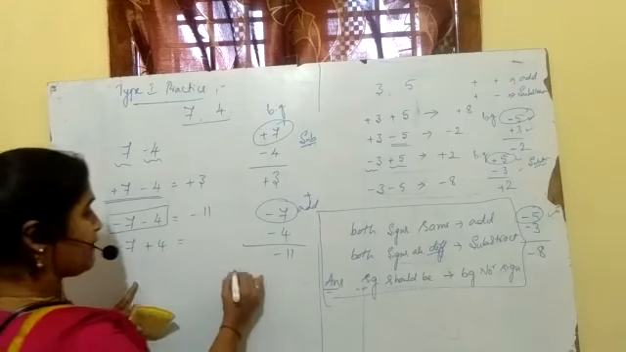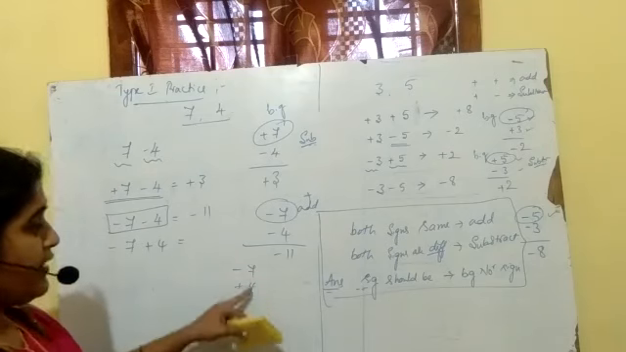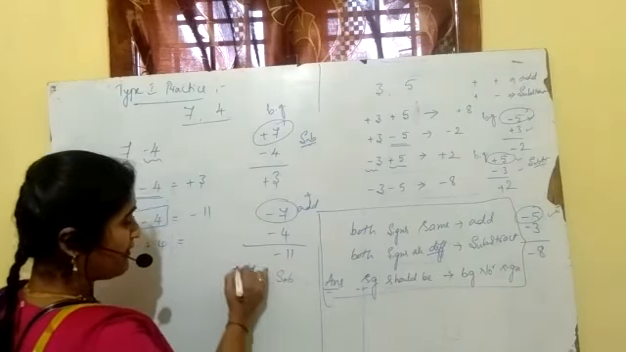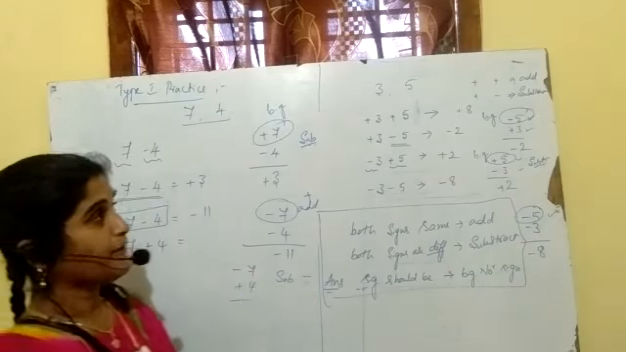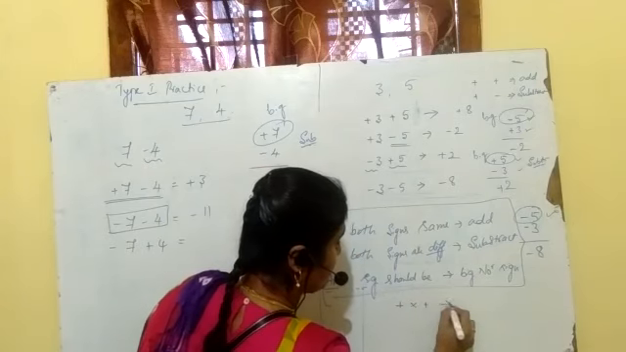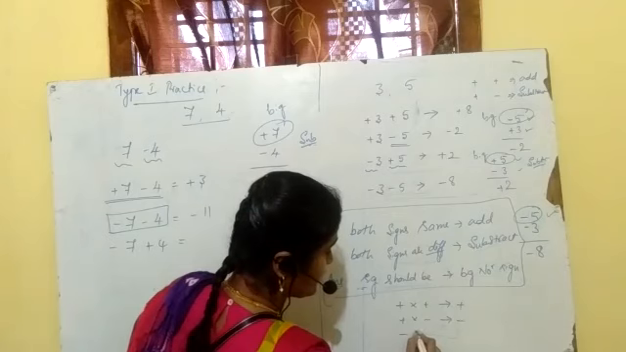Come here. Minus 7 plus 4. What's the answer? 7 and 4. So both the signs are different. So subtract, not add. Minus into plus, minus. Okay. So I have the one best formula. Plus into plus, plus, plus into minus, minus, minus into plus.